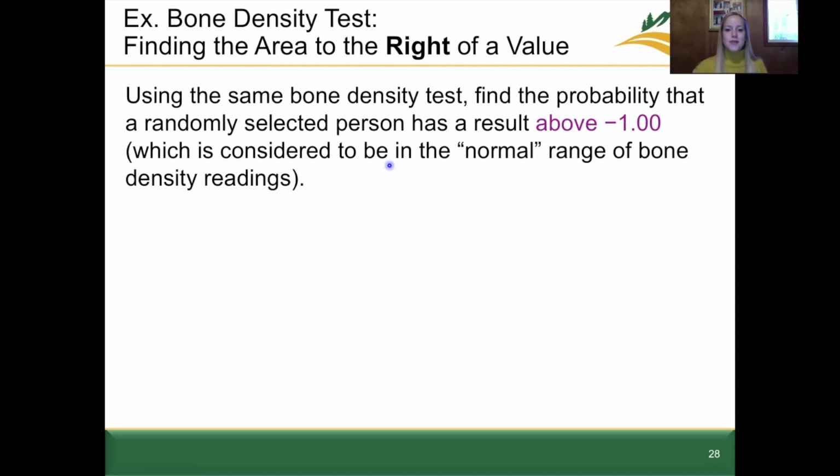Using the same bone density test, find the probability that a randomly selected person has a result above -1.0. Now, it doesn't really matter for our statistics class, but a value above -1 is considered to be in the normal range of bone density readings.